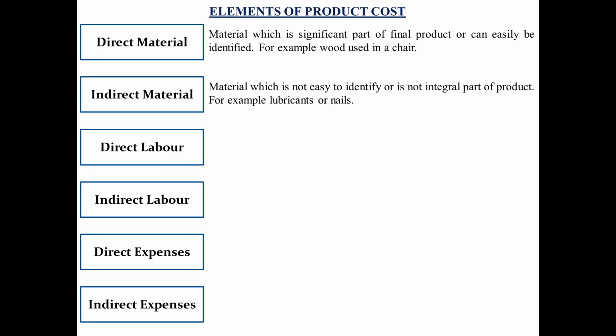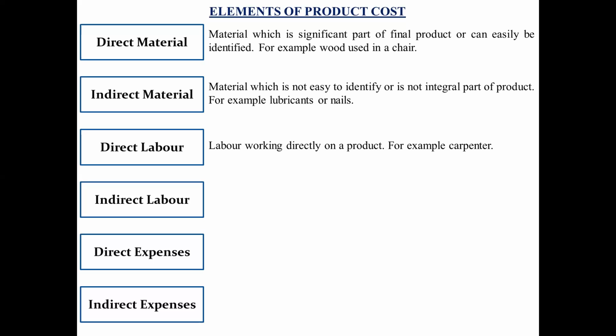Third, we have direct labor. So there are two kinds of labor. The one who is working directly with the product. If I take an example of a wooden chair, the carpenter is an example of direct labor. It's also known as touch labor because it is directly interacting with the product. So carpenter is an example of direct labor, the labor which is working directly on a product.